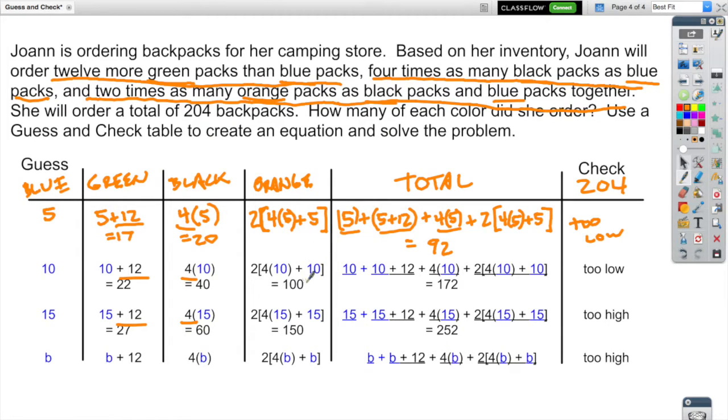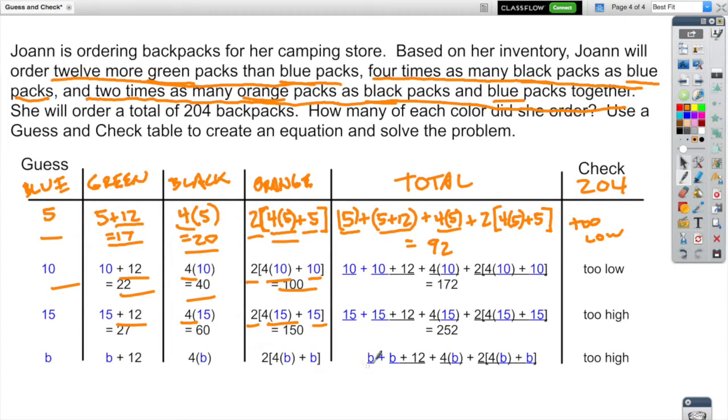Over here, the orange was to take the blue and the black, so blue and black, blue and black, and then double it, times by 2. So that's what we did here. And then the total was just to take blue, green, black, orange, add them up. So that's what we did here.